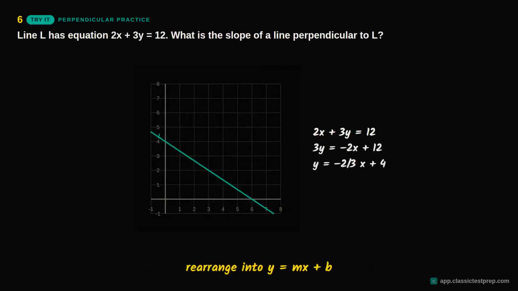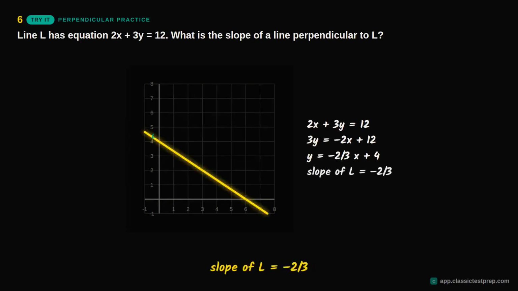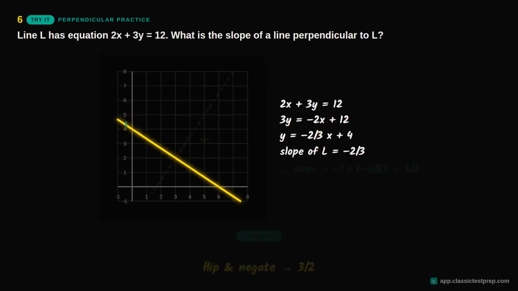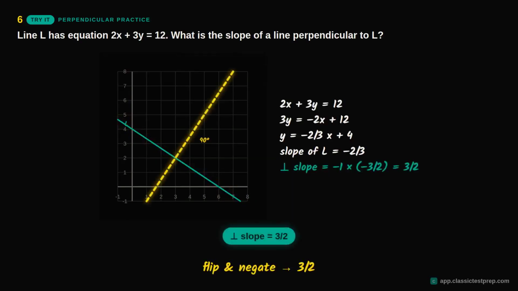So let's rearrange this into slope-intercept form by subtracting 2x from both sides. 3y is equal to -2x plus 12. Now divide both sides by 3. So we have y is equal to -2/3 x plus 4. Now the slope of a line perpendicular to L would just be -1 times the reciprocal of the slope. So positive 3 over 2, because we flip the numerator and denominator and multiply by -1. That gives us 3 over 2.